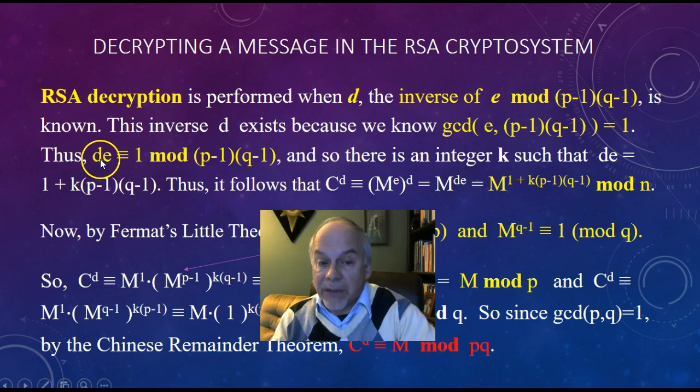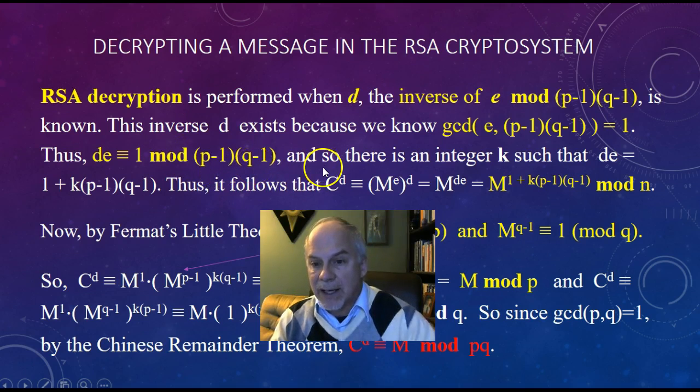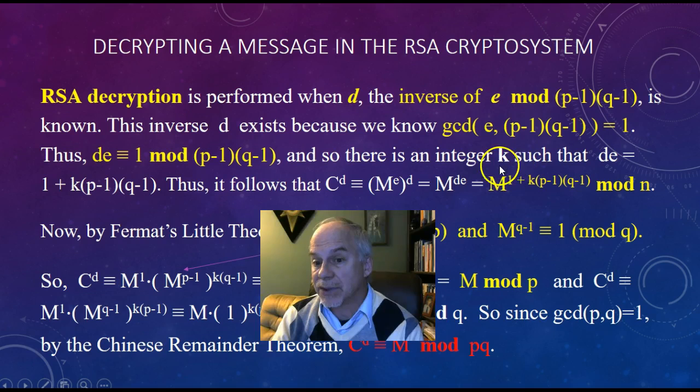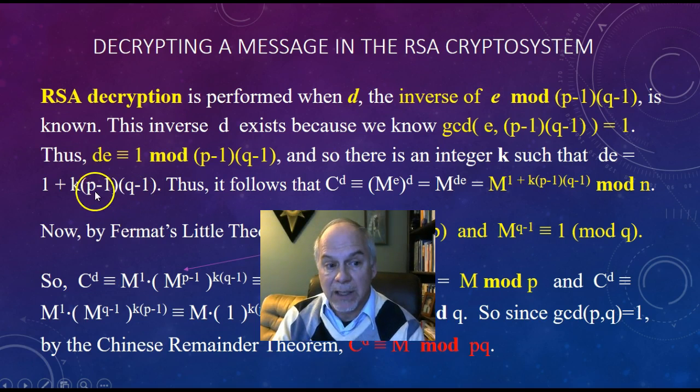Since D and E are inverses, D times E is congruent to 1 mod P minus 1, Q minus 1. And what that means is there's an integer k such that DE equals 1 plus k times P minus 1, Q minus 1. So the 1 is the remainder here, and the P minus 1, Q minus 1 is the mod. So this is a multiple of the mod.